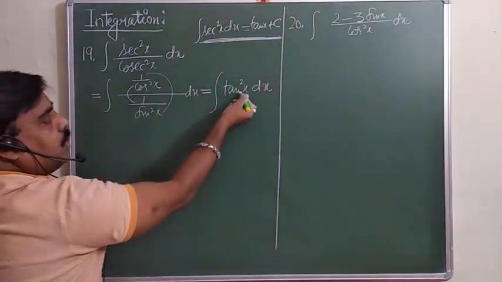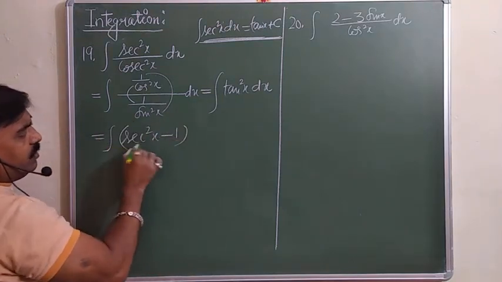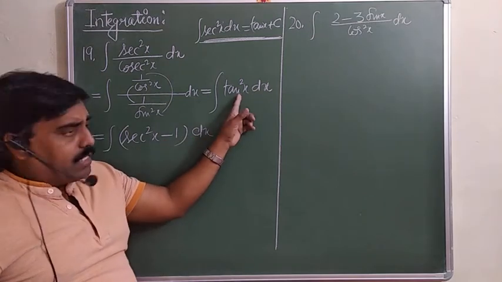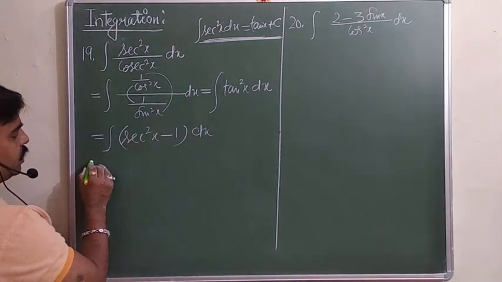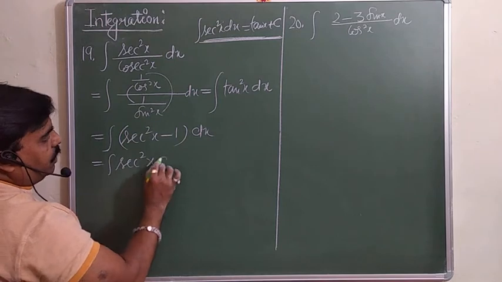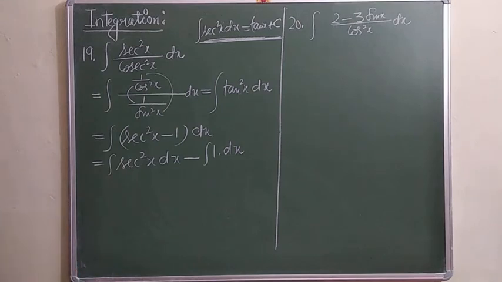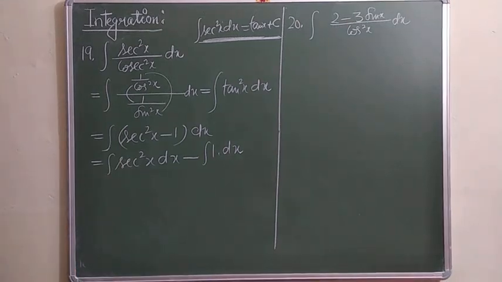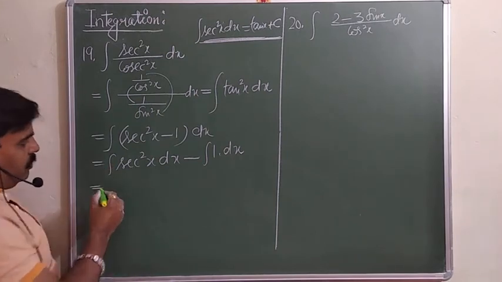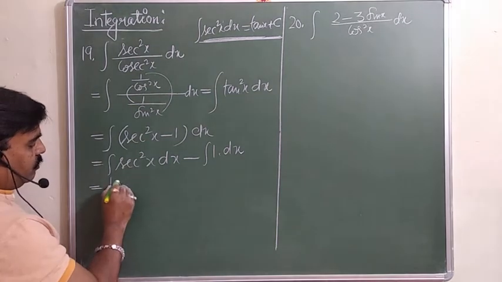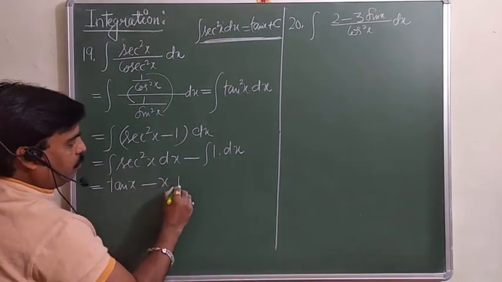You can change this one. So you can write sec square x minus 1, using the identity sec square x minus tan square x is equal to 1. So sec square x minus 1 is equal to tan square x, and this can be written as sec square x dx minus 1 dx. You can break this one away. Now you know the antiderivative of sec square x is tan x, and of 1 dx is x, plus c, and this is your answer.